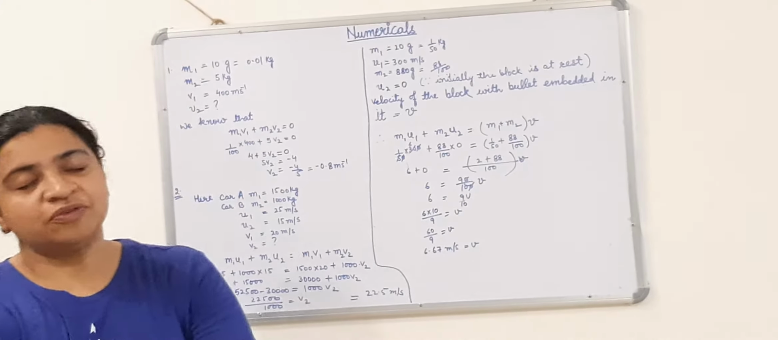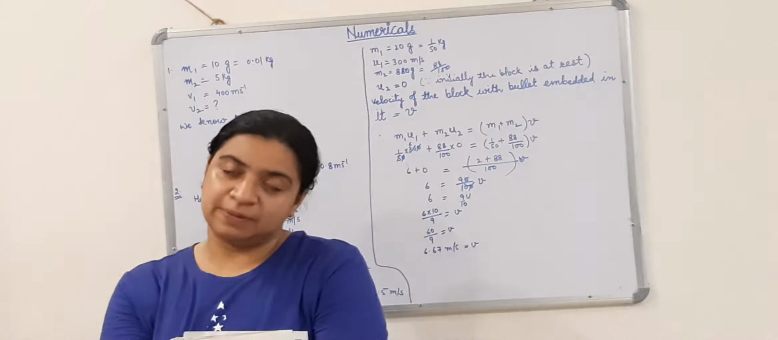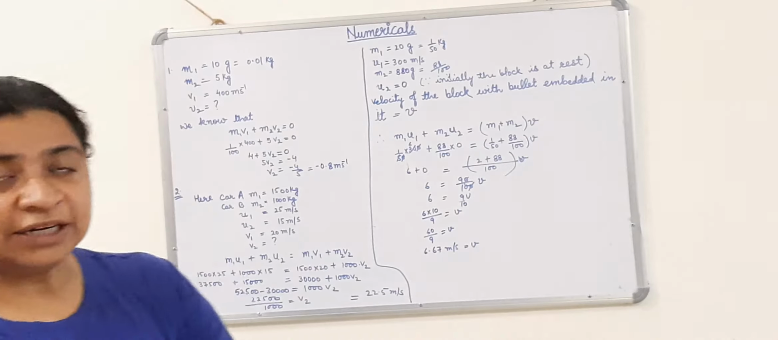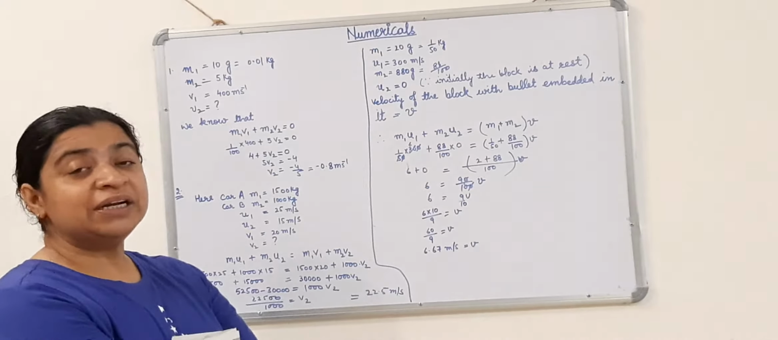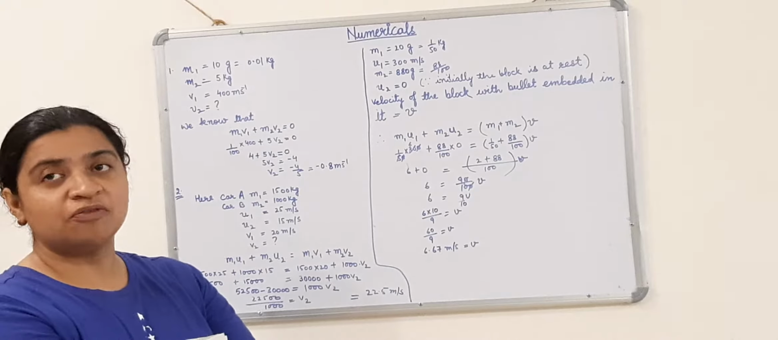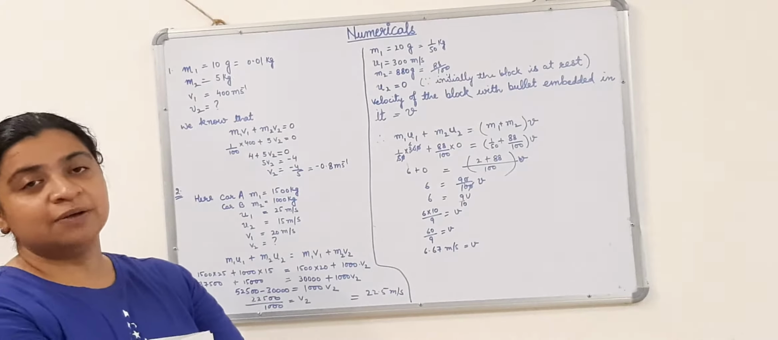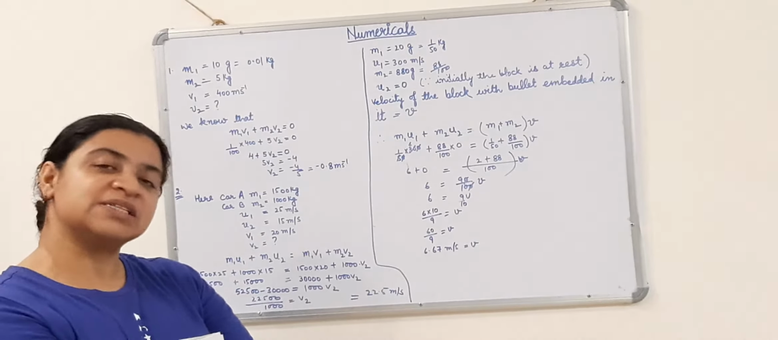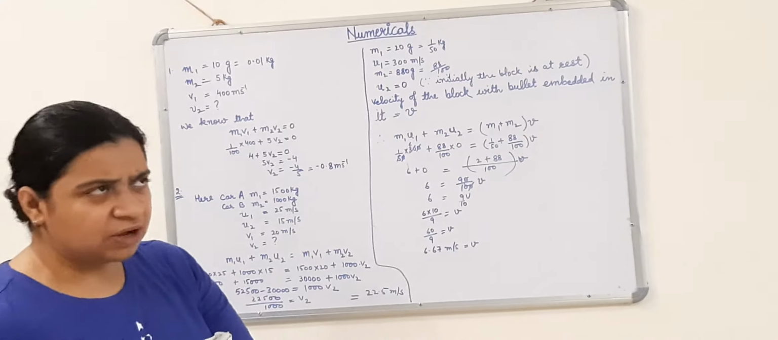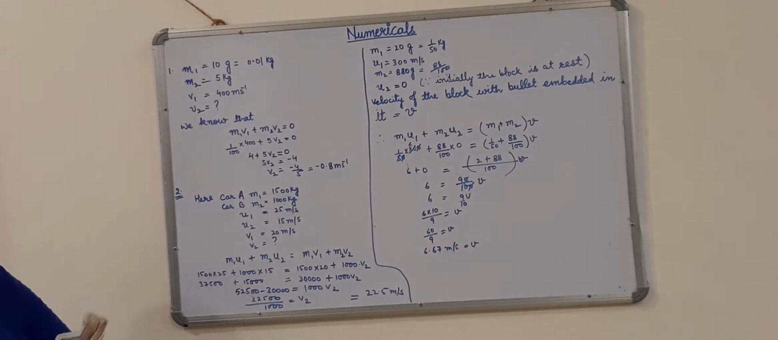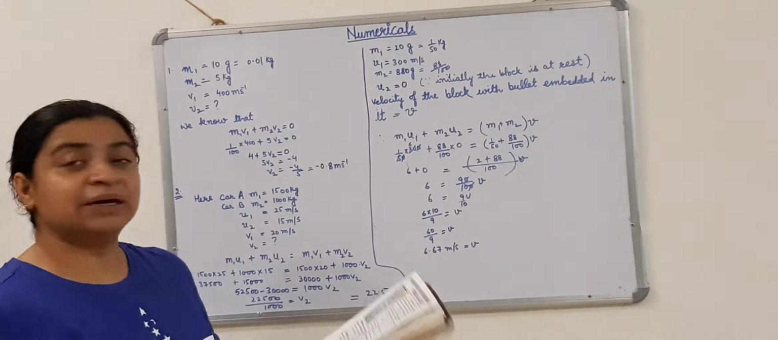Before we start the numerical, do you remember the law of conservation of momentum? The law of conservation of momentum states that the sum of momenta of two objects before collision is equal to the sum of momenta of those two objects after collision. So the same formula we are going to apply in all our numericals. Let's start with our first numerical.